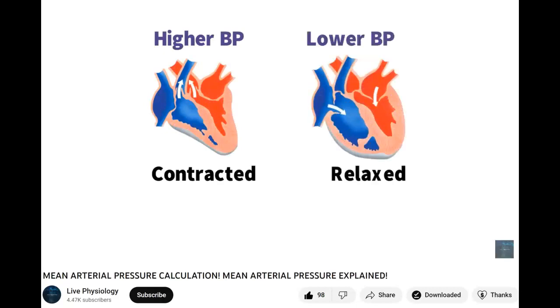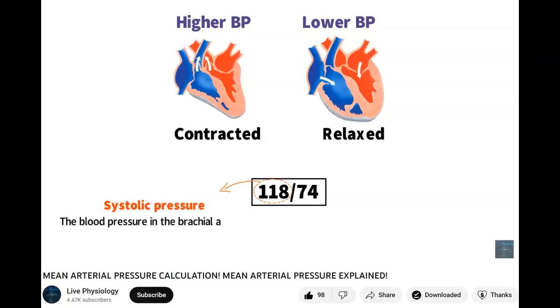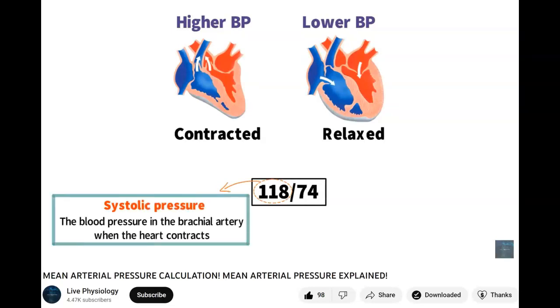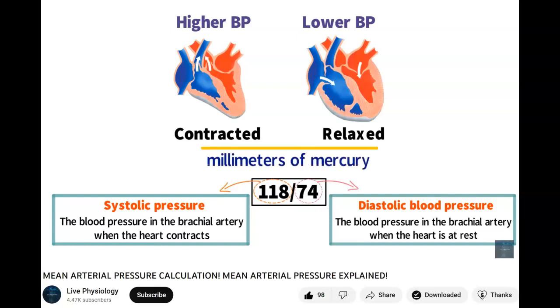This is why a blood pressure reading has two numbers, such as 118/74. 118 is the systolic pressure, meaning the blood pressure in the brachial artery when the heart contracts, and 74 is the diastolic blood pressure, meaning the blood pressure in the brachial artery when the heart is at rest. It is also important to point out pressure has units of millimeters of mercury.